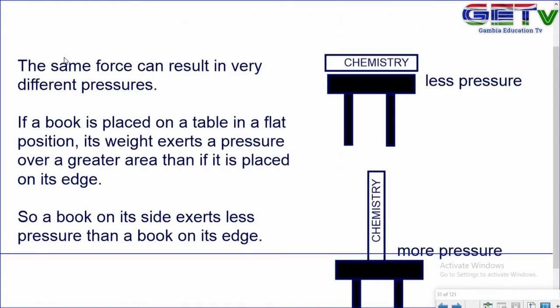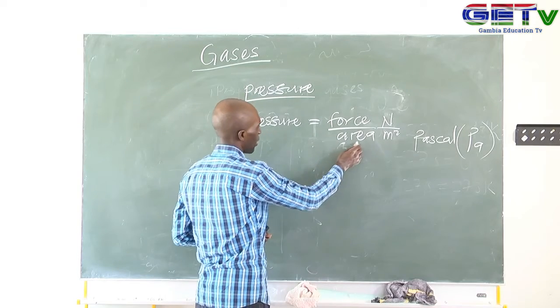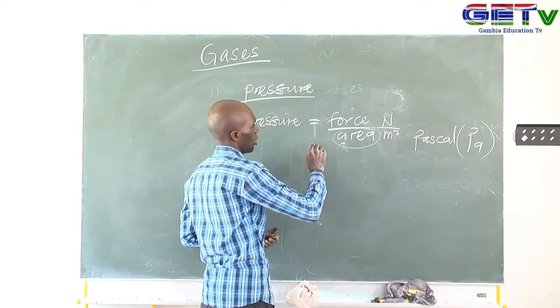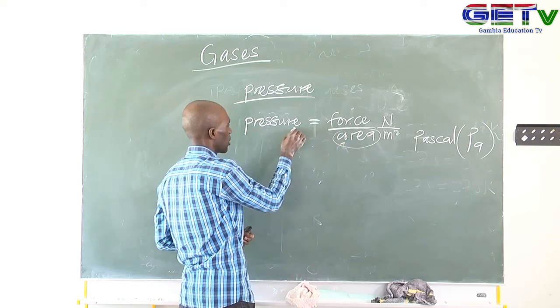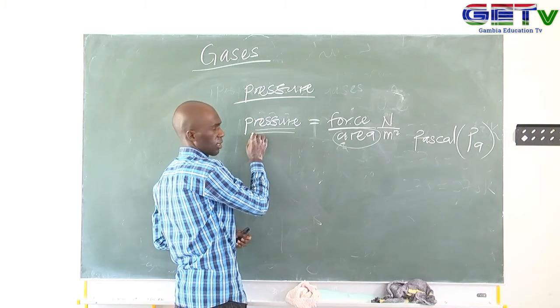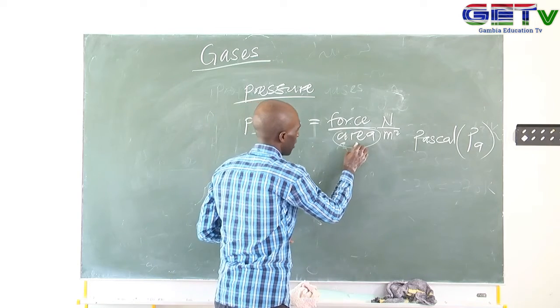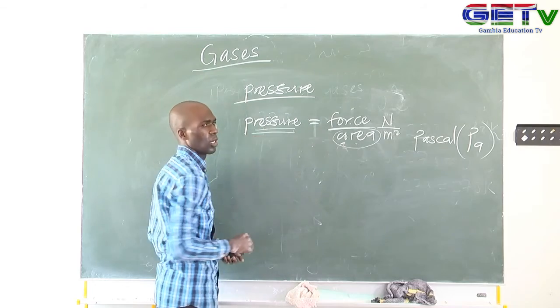So these are the 2 diagrams. In one of them, the textbook is placed on its surface, and then it covers a large area. The second diagram shows that the book is placed on its edge, and then it covers a smaller area. Okay. Coming back to this formula here, if the area is greater with a small force, then the pressure will be less. But if the force is greater than the area, then we'll have a large pressure.